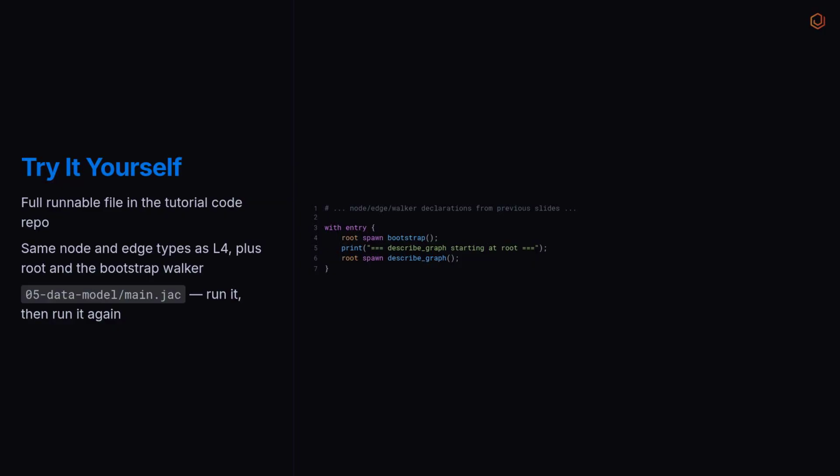Everything you've seen is in the deliverable file. Node and edge declarations, both walkers, and a with entry block that spawns bootstrap first, then describe graph. The file path is on screen. Grab it, then run it again and watch what happens.